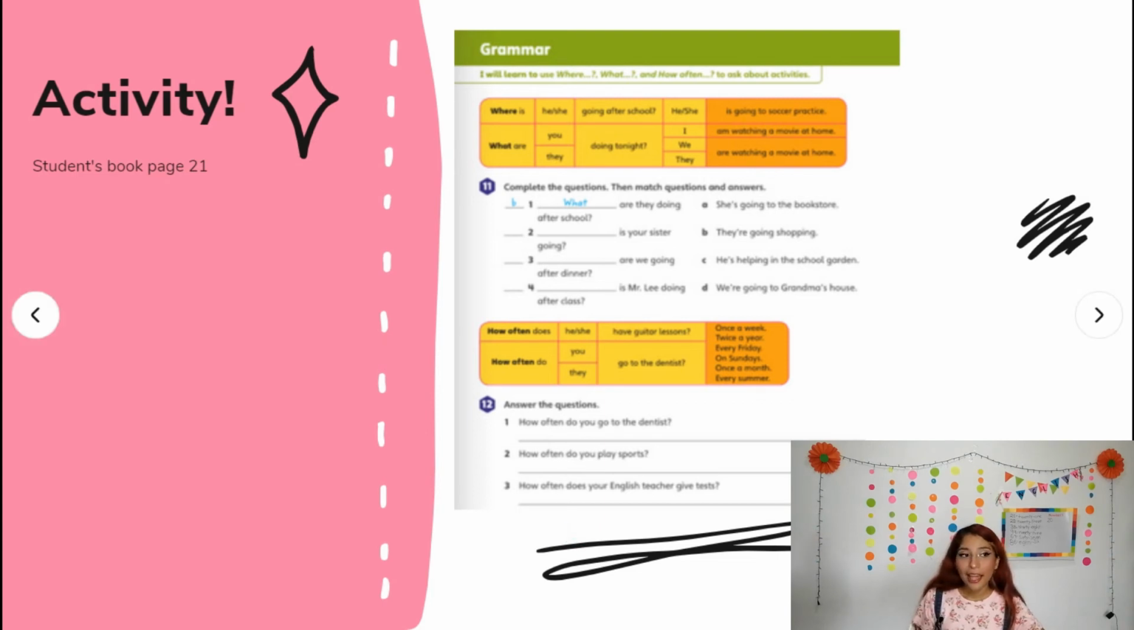Every 2 months, or 5 times a year, etc. Okay, you can answer with different answers. You can use different types of answers, so you can have different ideas, different answers. And that's it for the book.